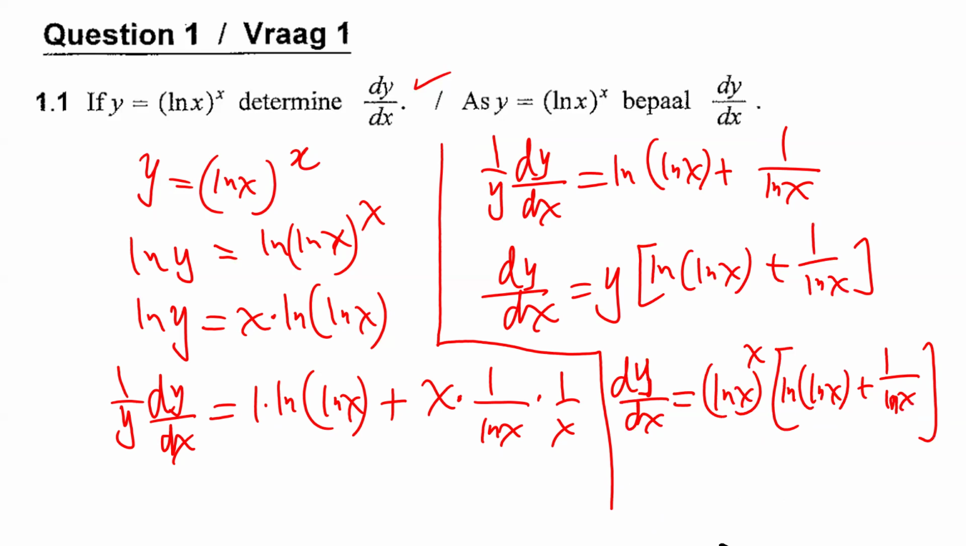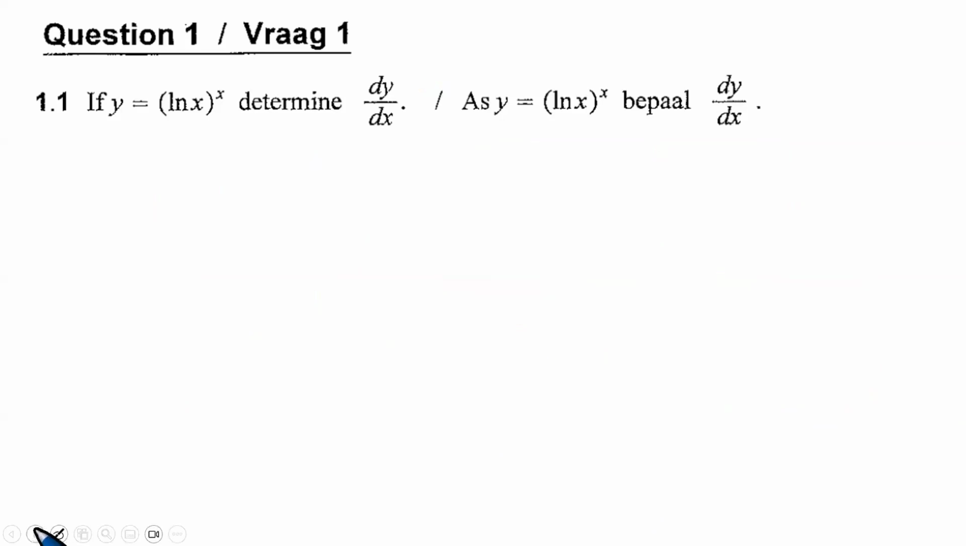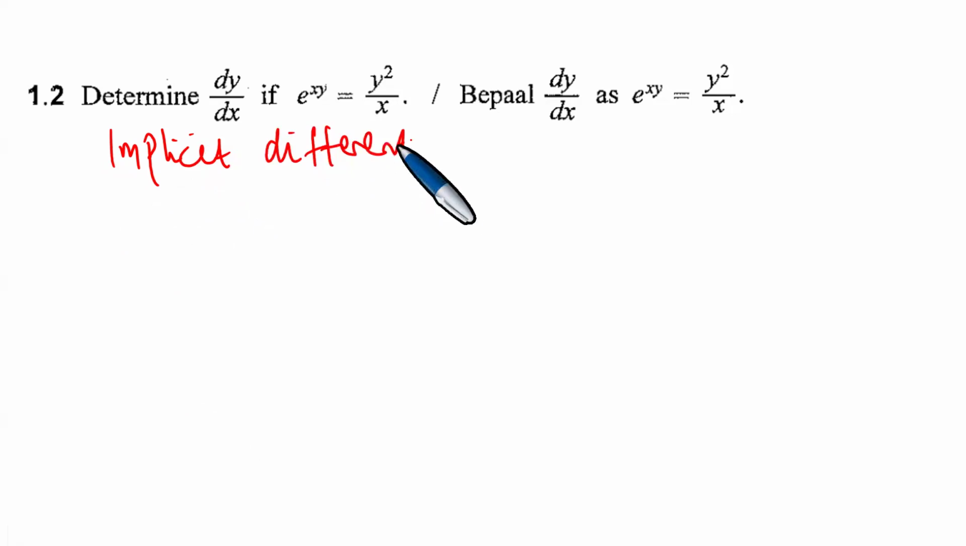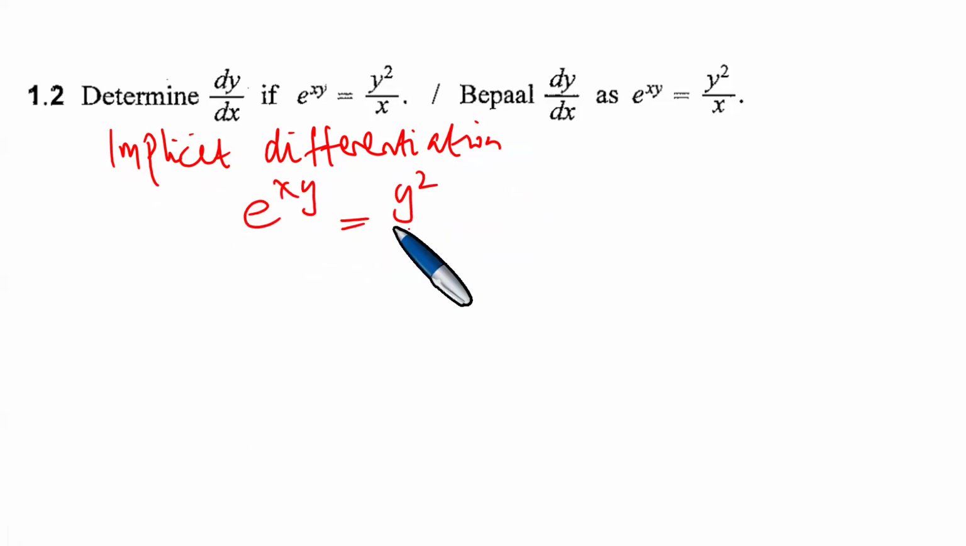Any question, any remark, anything to add, remove? Any suggestion on this? No. Nothing. No suggestion. Move to the next point. Right, so this one is called implicit differentiation, with e to the power xy, which equals y squared over x.